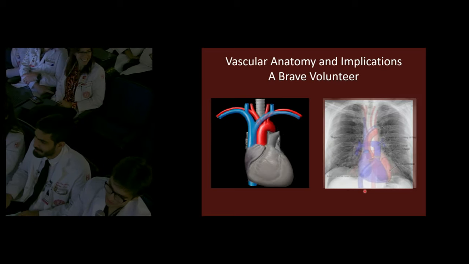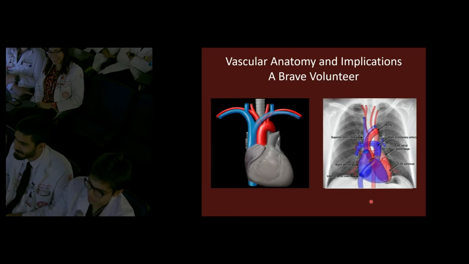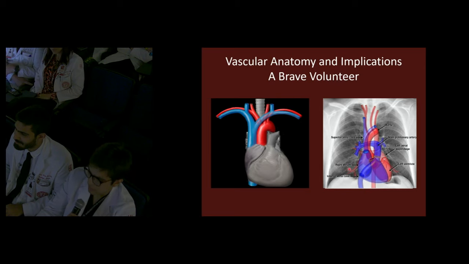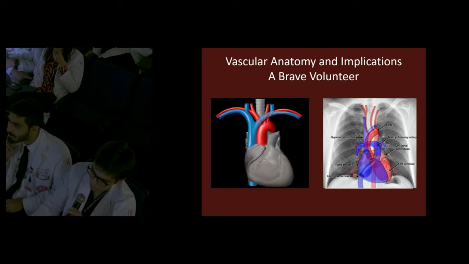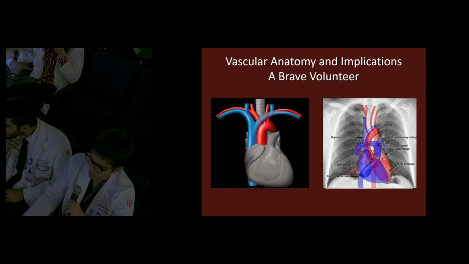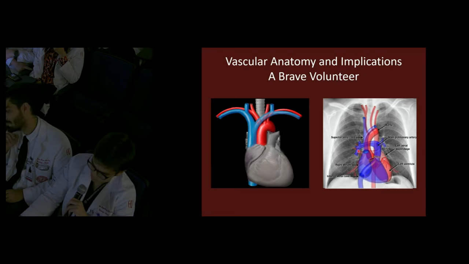Here. Okay, we have two images. The left one is a diagram of the heart. The right one is another diagram, but with an X-ray. We can see the right border of the heart. It corresponds to the right atrium. We can see how the superior and inferior vena cava drain into the right atrium.